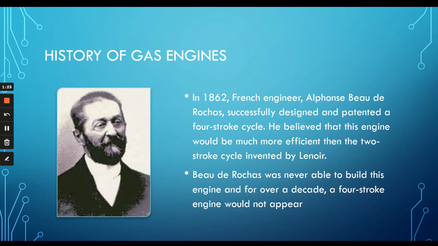In 1862, French engineer Alphonse Beau de Rochas successfully designed and patented a four-stroke cycle. He believed that this engine would be much more efficient than the two-stroke cycle introduced by Lenoir. Beau de Rochas was never able to actually build this engine, and for over a decade, a four-stroke engine would not appear. To the left is Beau de Rochas.